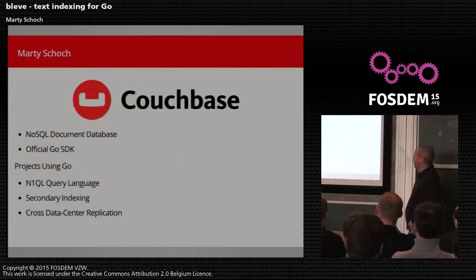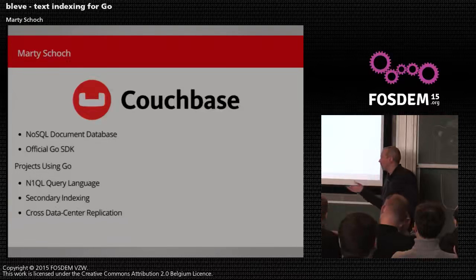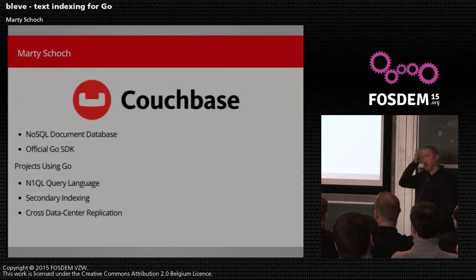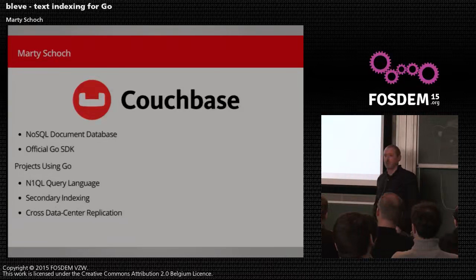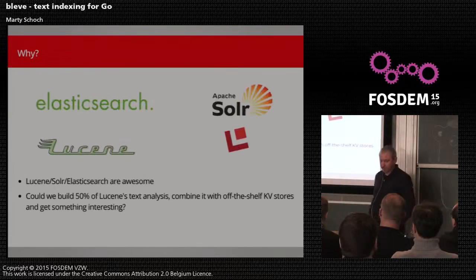So who am I? I work for a company called Couchbase. We make a distributed NoSQL database. We do have an official Go SDK out now, but I'm really not going to talk too much about Couchbase today. I just want to highlight, very much like MongoDB, we're using Go a lot internally. The N1QL query language, secondary indexing, and cross-data set replication are three of the biggest features in Couchbase, and those are all either being written in Go from scratch now or being rewritten in Go. So Go is a big part of the future of Couchbase. But I'm not going to talk about Couchbase today. If you want to ask me any questions, just grab me afterwards.